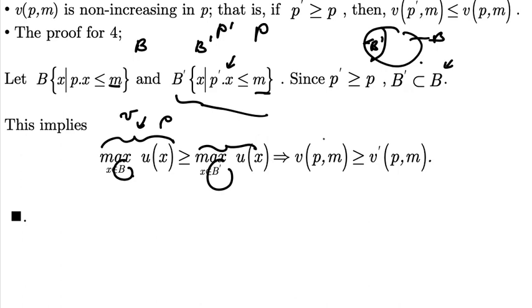So logically speaking, the indirect utility function with lower price, which is P, gives you more utility, or at least equal to the indirect utility function, which is V prime, with higher price. So I should put P prime here, so that it looks sensible. Okay, so that's the proof for number 4.